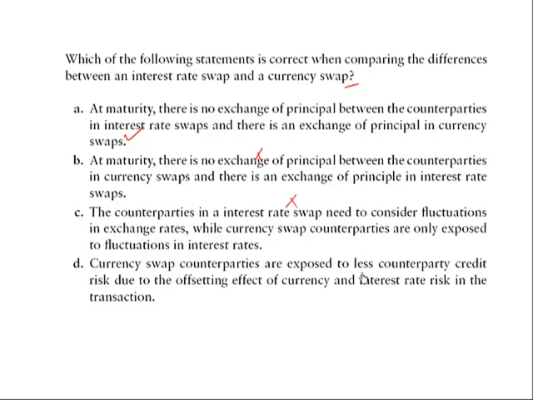Currency swap counterparties are exposed to less credit risk. That's incorrect. In currency swaps, you are exposed to more credit risk because of that big notional also that has to be exchanged, which if the other counterparty refuses to give us, can result in a big fluctuation in our value. So statement 1 is the correct statement.